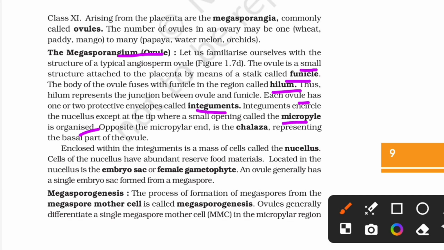Opposite the micropylar end is the chalazal end, representing the basal part of the ovule. Enclosed within the integument is a mass of cells called nucellus. Cells of the nucellus have abundant reserve food material. Located in the nucellus is the embryo sac or female gametophyte. An ovule generally has a single embryo sac formed from a megaspore.